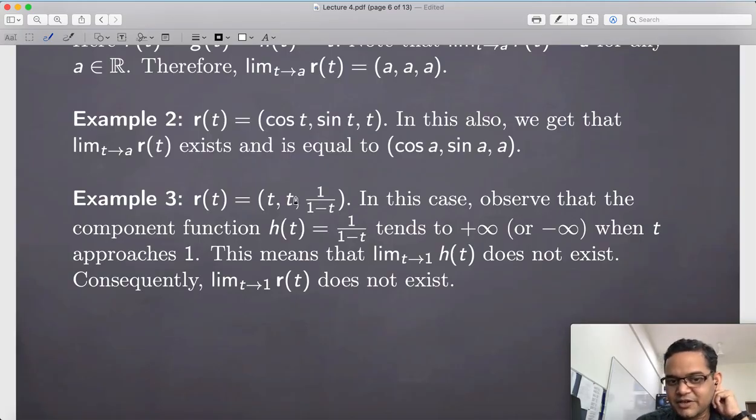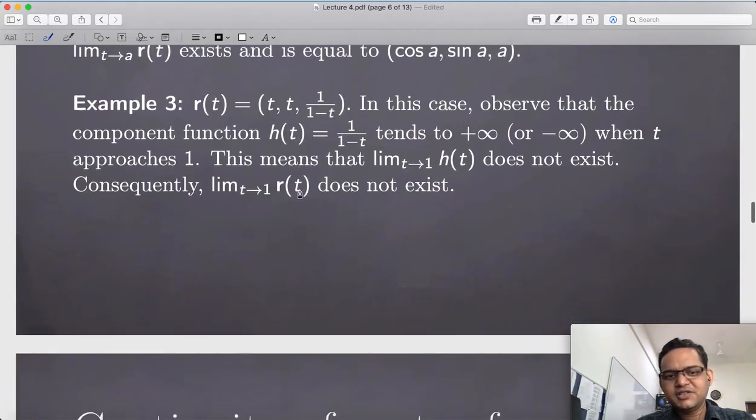So for one of the component functions, the limit as t goes to 1 does not exist, and hence we conclude that the limit as t goes to 1 of r(t) does not exist. So this is how you need to look at the concept of limit: it's important that all three functions should have the desired property, otherwise we can't conclude the corresponding property for the vector valued function.